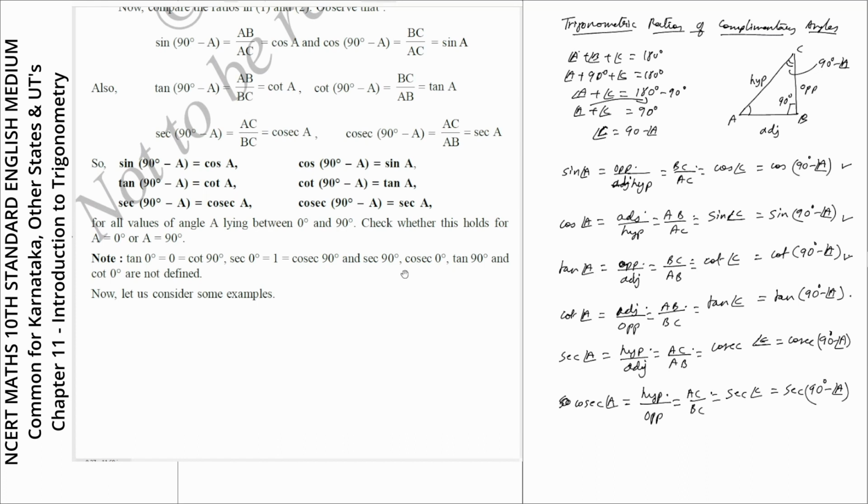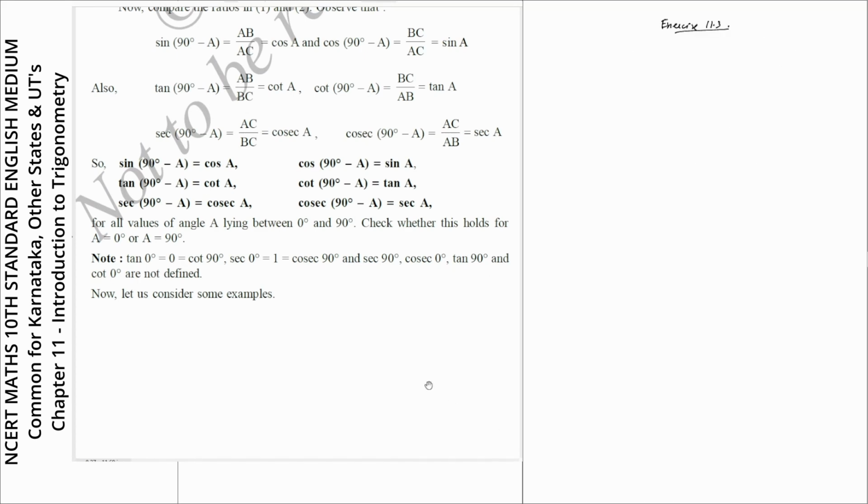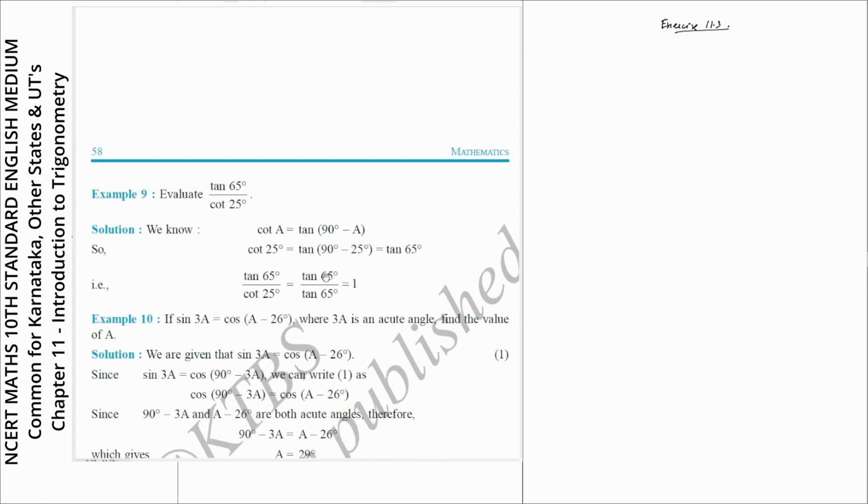Similarly, cot of angle A is equal to tan of 90 minus angle A. Secant of angle A is equal to cosecant of 90 minus angle A. And cosecant of angle A is equal to secant of 90 minus angle A. Sine will change to cos, cos will change to sine, tan will change to cot, cot will change to tan, and secant will change to cosecant, and cosecant will change to secant. So this is the relation in complementary angles. There are some worked examples in the textbook. Go through them. All are self-explanatory.